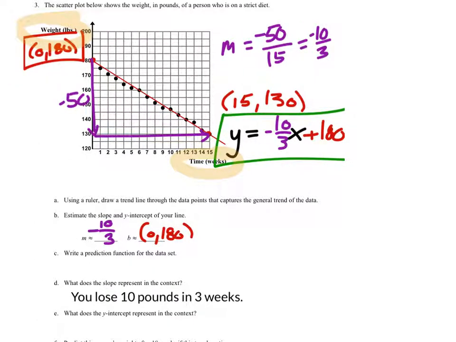What does the y-intercept represent in the context? Well, 0 is the x value up top. And we can see that is 0 weeks. And then the y there is the weight. So it appears that the y-intercept represents 180 pounds in 0 weeks, or at the beginning.